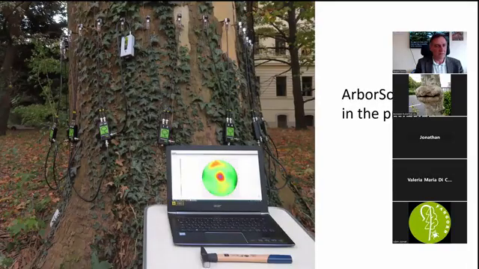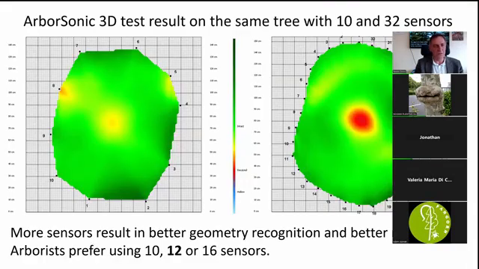This is the system with 32 sensors. We just checked what the differences are when we use 10 or 32 sensors. You see the contrast and the geometry recognition is much better when we use more sensors. Generally, more sensors mean better resolution, but a longer testing procedure and, of course, higher prices. Most arborists use 12 or 16 sensors.